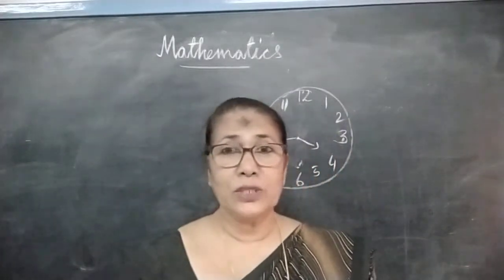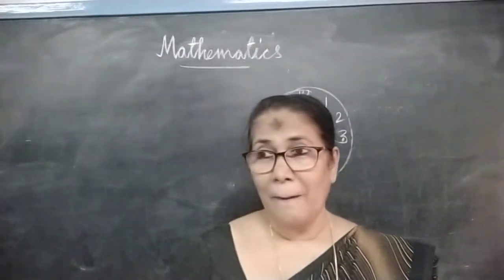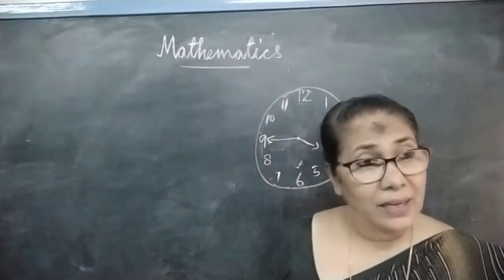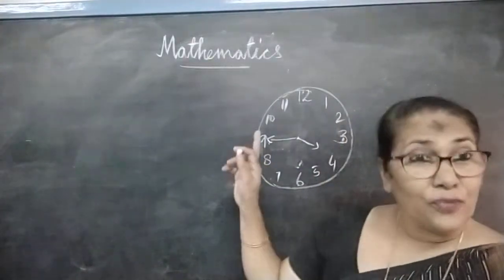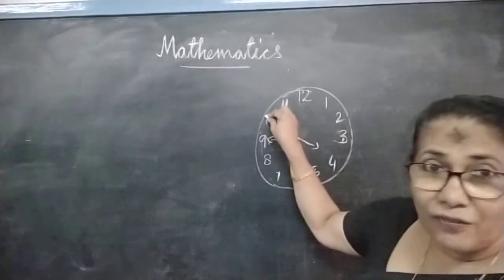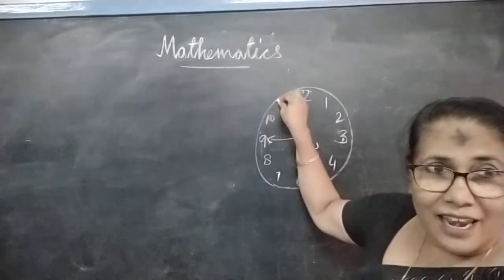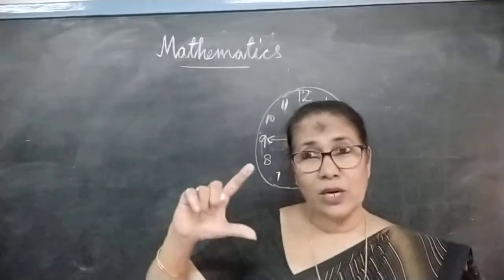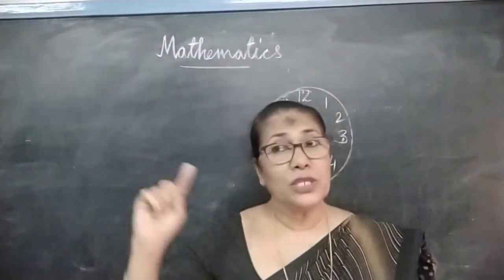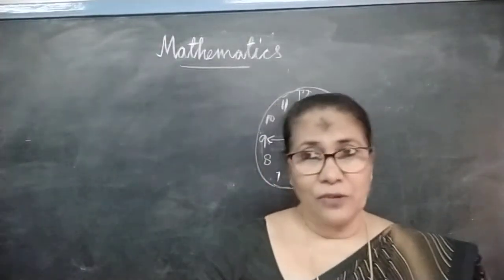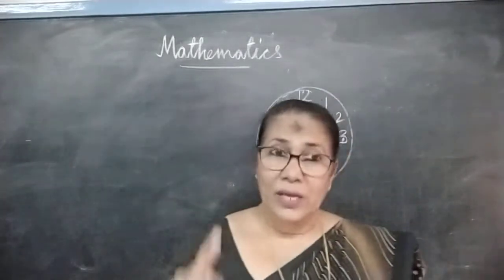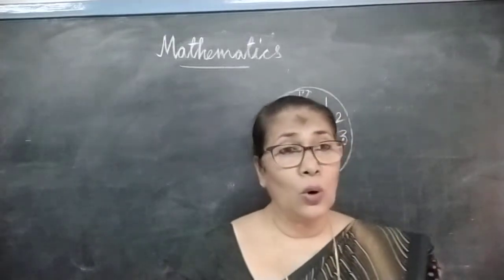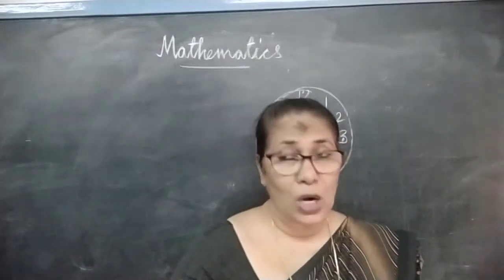How many minutes more to become 4 o'clock? 15 minutes. I showed you from here to here 5, 10, 15 minutes more. Quarter means 15. In this clock, a quarter is 15. Okay, quarter to 4. You say 3:45, that is correct, but you can also say quarter to 4. That means 15 minutes more to become 4 o'clock.